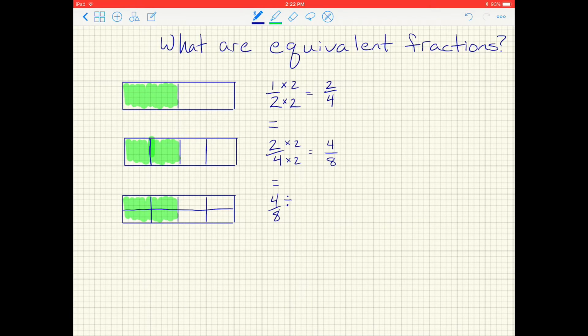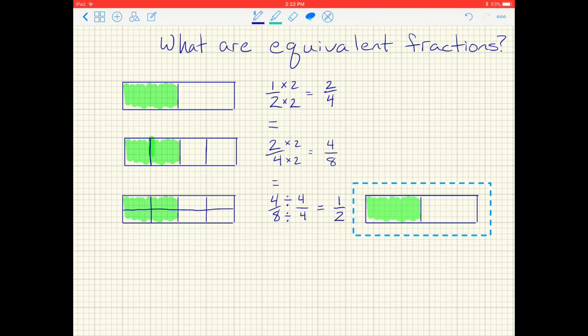Now you don't have to multiply. You can find an equivalent fraction by dividing. You still have to divide by the same number. In this case, I'm dividing by 4. 4 divided by 4 is 1. 8 divided by 4 is 2. So I'm back to 1/2. There's that original fraction. That, by the way, is called simplifying or reducing.